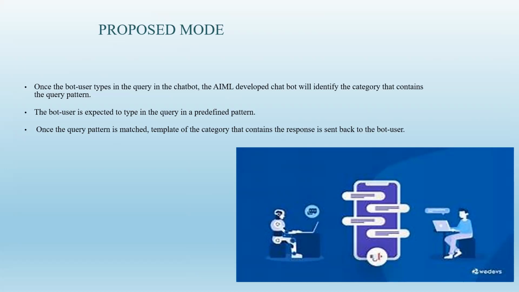Next, coming to scenario three, as I said, none of the above means if the query doesn't come under the general queries or the domain query, then it comes under this none of the above scenario. If the query typed by a bot user doesn't fall under any of the known categories, a default response like invalid query is sent back to the bot users.